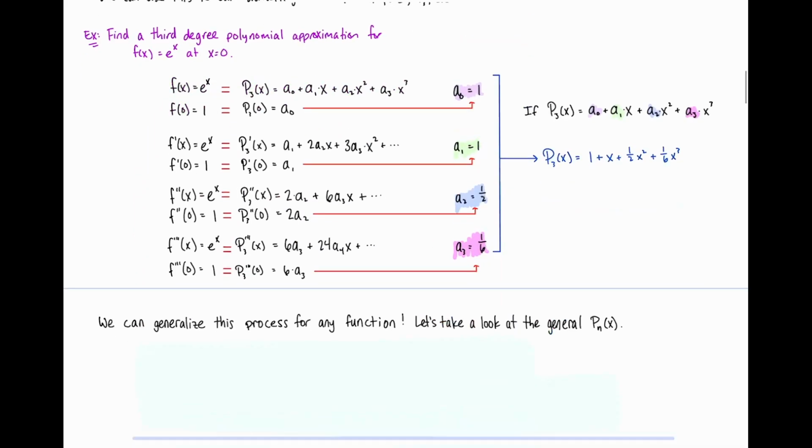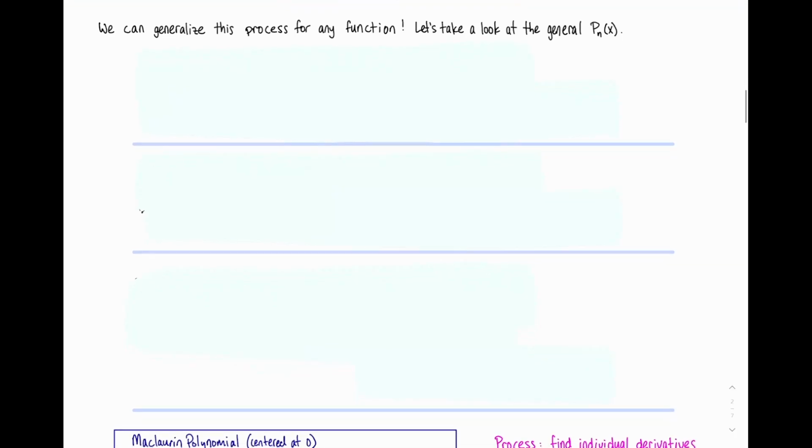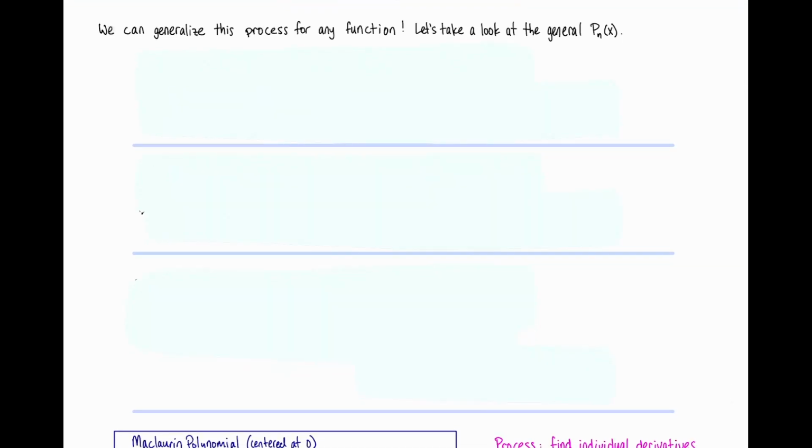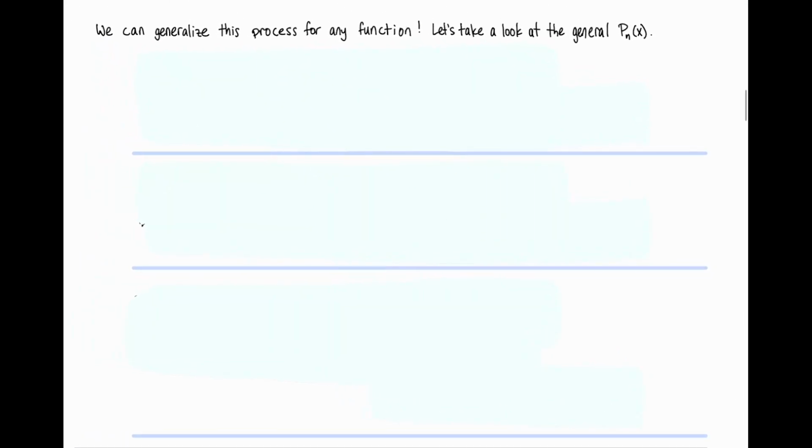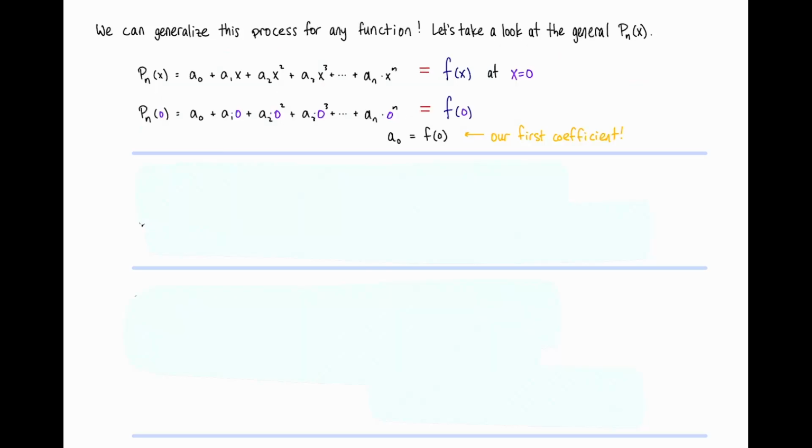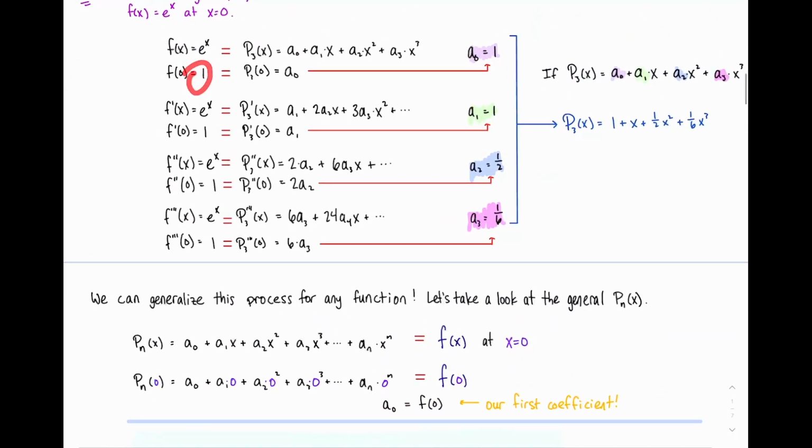And good old Mr. Maclaurin here, or Mr. Taylor actually, came up with a way to generalize all of these derivatives to come up with a formula. So I'll just show you these. We'll talk about them. Our first function value is this. And if I plug in 0, I get a sub 0. And if I plug in 0 to my function, I want them to equal each other. That would just give me f of 0, whatever that is. In this case, f of 0 was 1, so I was able to solve for it.